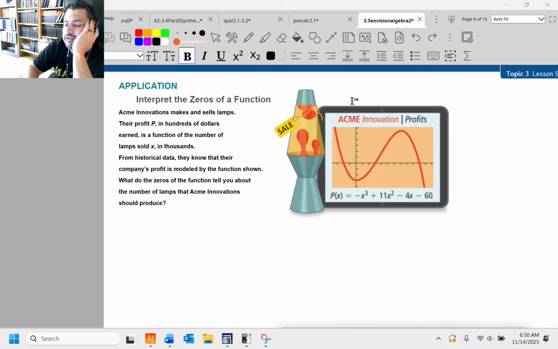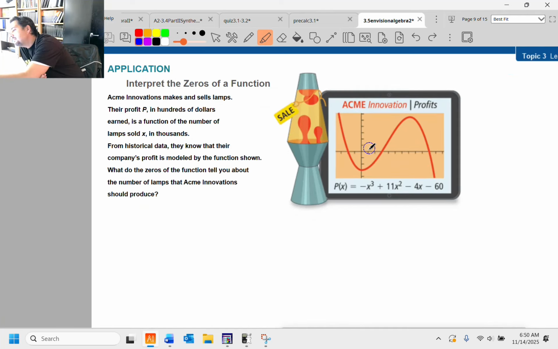Good old Acme Innovations, kind of like Roadrunner. I don't know if you know those cartoons or not. Acme Innovations makes and sells lamps. Their profit P in hundreds of dollars earned is a function of the number of lamps sold in thousands. From historical data, they know that their company's profit is modeled by the function shown. What do the zeros of the function tell you about the number of lamps that Acme Innovations should produce? Well, it seems to me that they'd want to do this piece right here because this represents profit above 0.